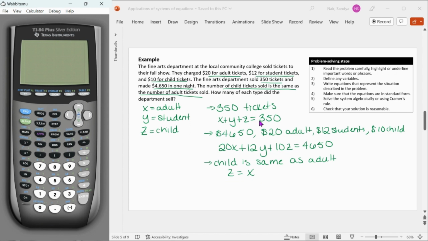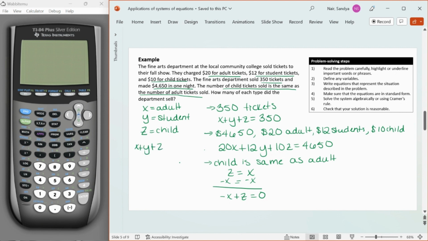I think it would be a good idea to try to solve these using Cramer's rule, but remember, for Cramer's rule, we need our equations to be in standard form. These first two equations are in standard form, but this last equation is not. So I need to do a little bit of rearranging to get all my variables on the left side. I'm going to subtract x from both sides. When I do that, this becomes negative x plus z equals 0. Now I have my system of equations in standard form.